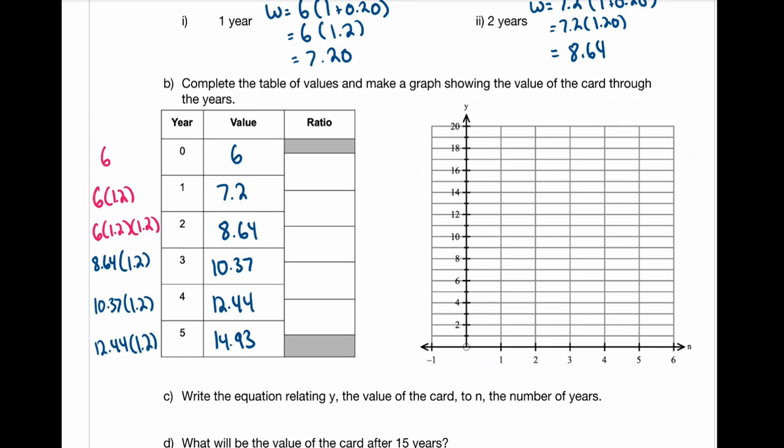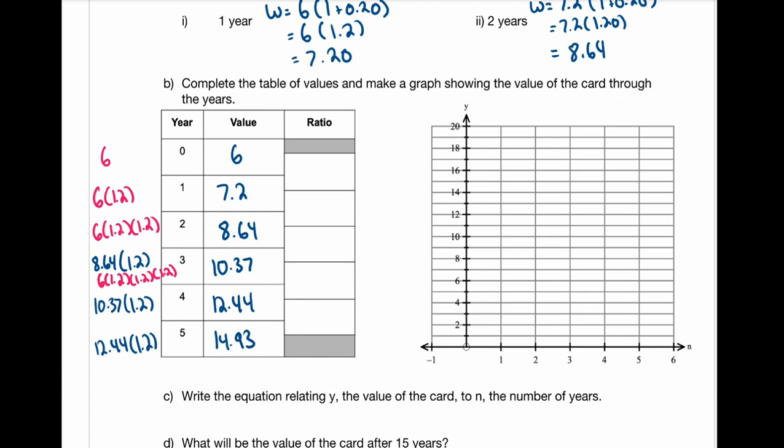Year 3 was 6 times 1.2 times 1.2 times 1.2 to get the previous year. So this would equal the 8.64, and then we multiply by 1.2 again to get the next year. So it seems that for however many years we're looking in the future, we multiply 1.2 by that number of years. So 3 years, we have 1.2 multiplied by itself 3 times. 4 years, 1.2 multiplied by itself 4 times. And so on and so on.